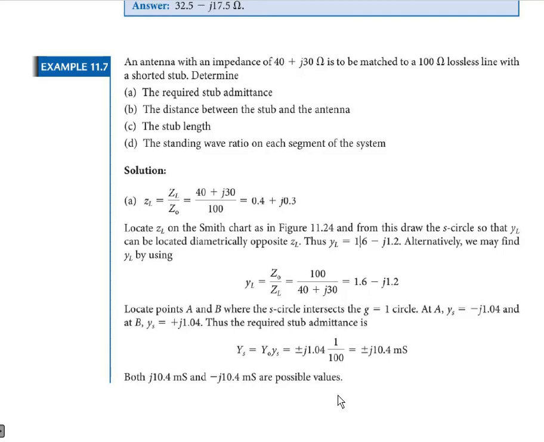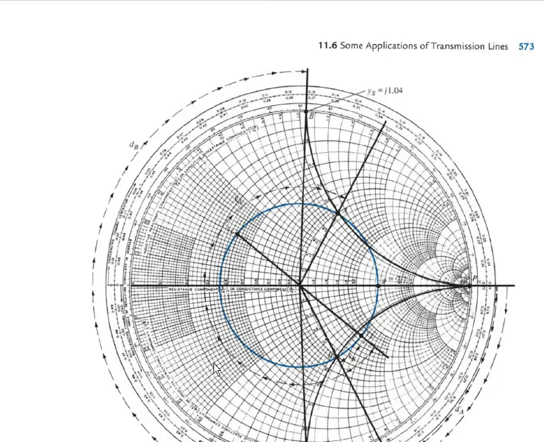So we can see the steps. First we need to find the normalized impedance. For that we can divide ZL by Z0, that is 40 plus J30 divided by 100. You will get 0.4 plus J0.3. So you just check where R equals 0.4 and X equals 0.3. We can find that point here.